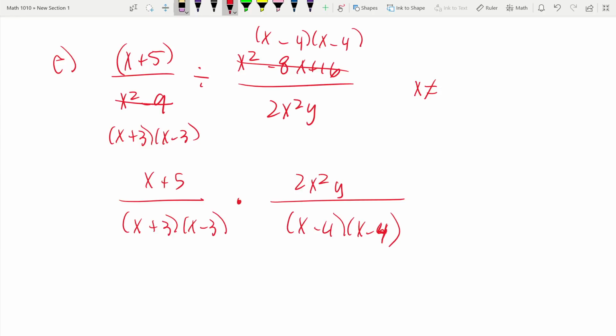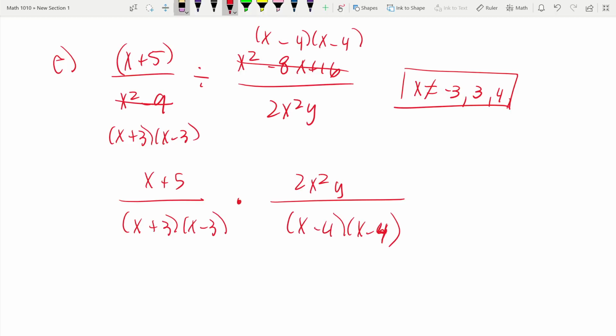Okay, x plus 3 gives me a restriction of minus 3. X minus 3 gives me a restriction of 3. The minus 4 gives me a plus 4. I don't have to write it twice. There are my restrictions. Okay, now what will cancel?